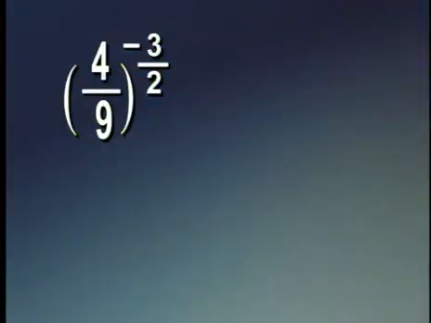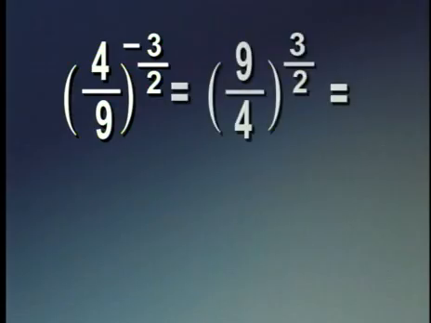Okay, we have 4/9 to the negative 3/2. We have a negative power. We always take care of the negative first. Well, the negative power means the reciprocal. What is the reciprocal of 4/9? Well, if you said 1 over 4/9, that's too complex. The reciprocal of a fraction, we just simply exchange the numerator and denominator. The reciprocal of 4/9 is 9/4.